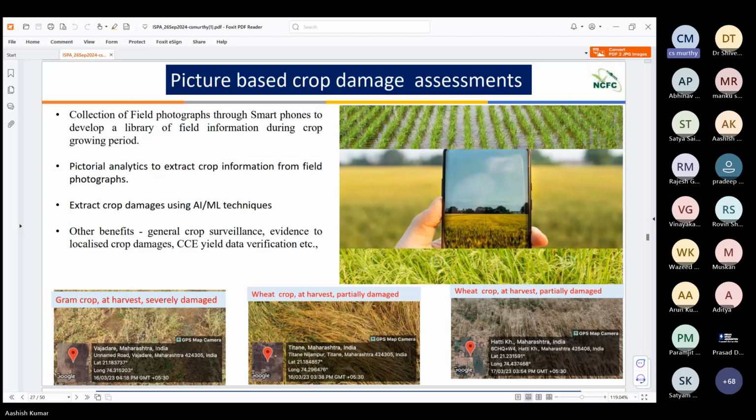So picture-based crop damage assessment is an upcoming area in insurance. The ministry has started the efforts through CROPIC, where smartphone data, field photographs, are collected continuously. We do the pictorial analytics to extract crop information, and then based on that crop information, the loss assessment and the claim settlement will take place. This is a very important application for localized calamities under PMFBY. Next, please.